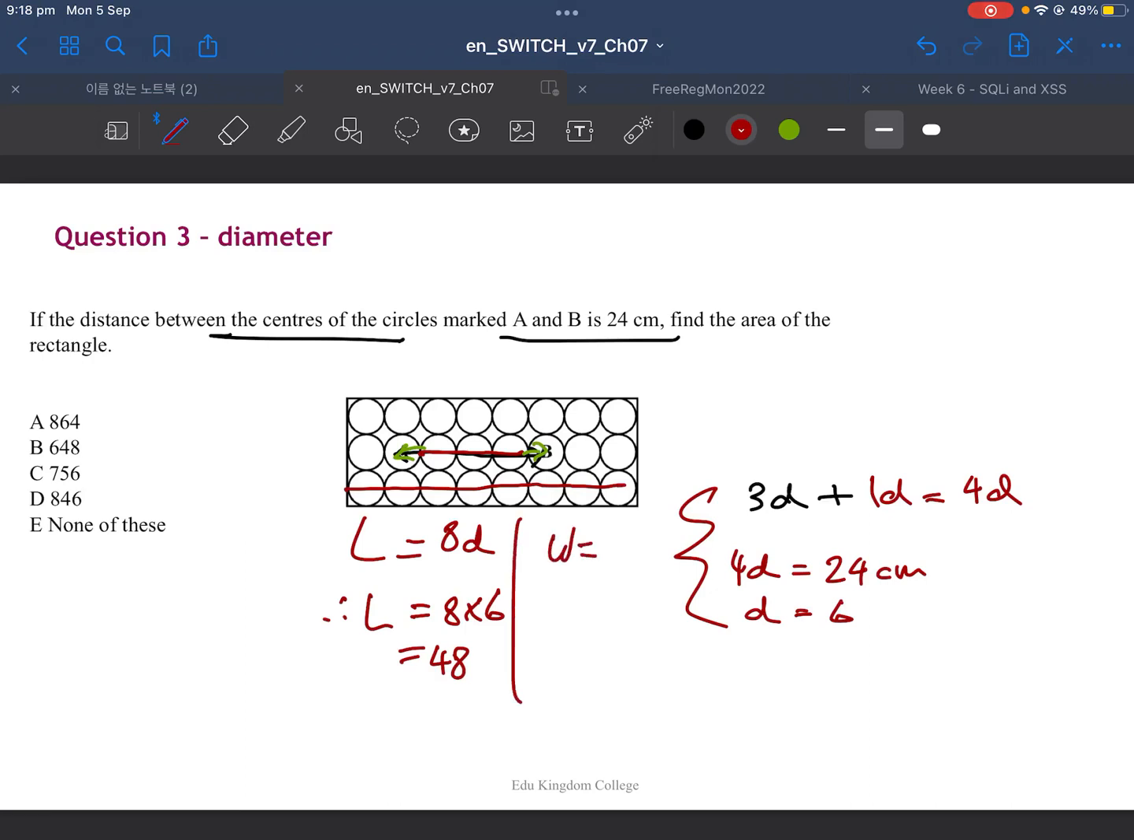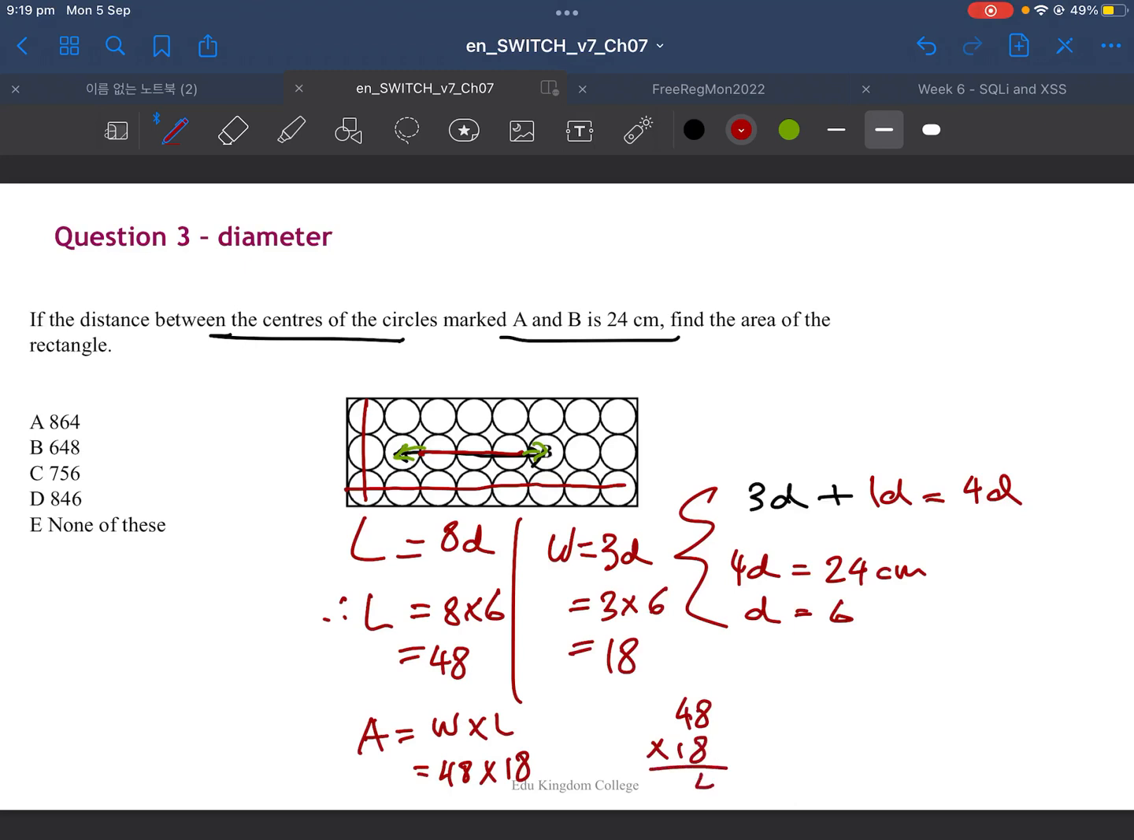Width is equal to this, which is 3 diameters, or 3 circles worth of diameters. And we know D is 6, so we do 3 times 6, we get 18 centimeters. Great. So now that we have width and length, area is easy, isn't it, guys? Area is width times length, which is equal to 48 times 18. Do this with me. What is 48 times 18?